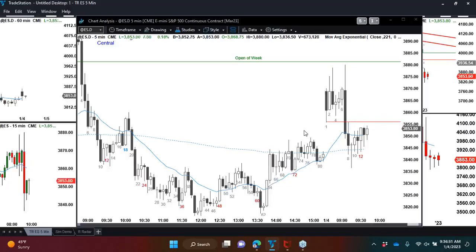This might be a bear flag, but it's a trading range day, so don't be at all surprised if we get an upside breakout of a bear flag. Trading ranges love to get bull breakouts of bear flags and bear breakouts of bull flags. Happens all the time.